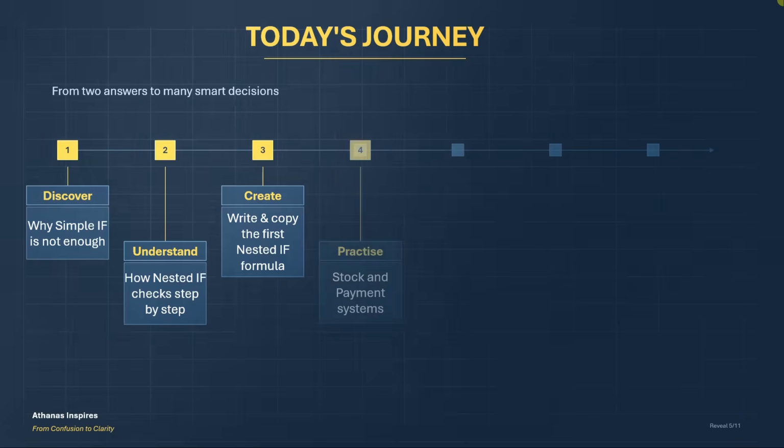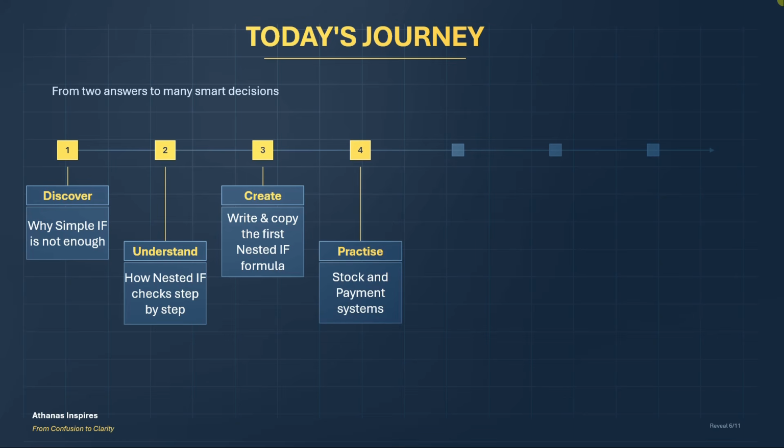Then we will practice the same thinking in two real-life situations: a stock level system and a payment status system. This will help you see that nested if is not only for school results.